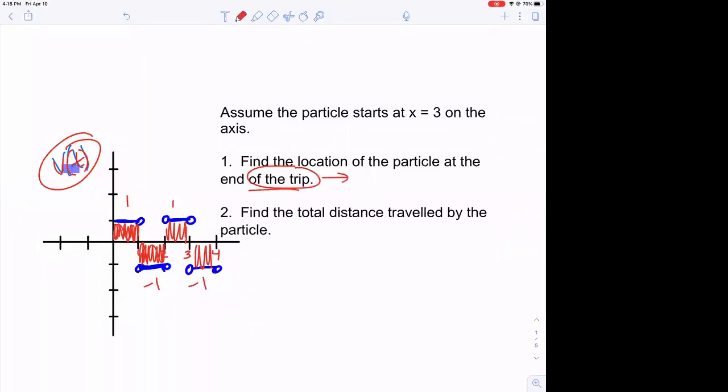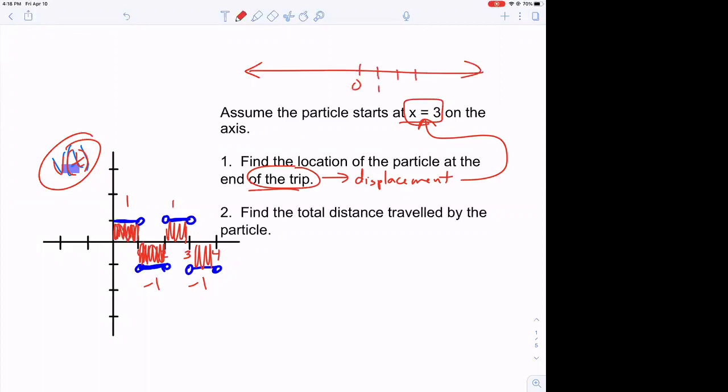So if we want to find the location of the particle at the end of the trip, this is actually another way to say displacement. It's just that you have to keep in mind what initially happens here, right? So if it's originally at 3, it'd be kind of like if it's on the XY axis, right? And if it's originally at 3, this is saying that it's going to go forward 1. It's going to go over at 4, but then it's going to go back to 3. Then it's going to go forward again, and it's going to go backward because it's going 1 space over, back 1 space. So where's it going to end at the end of the trip? Well, it's just going to end at 3.